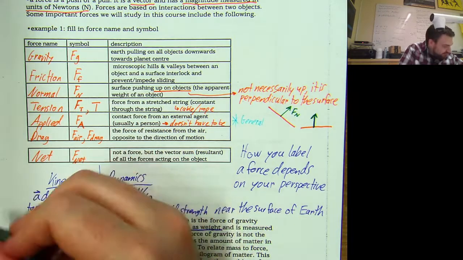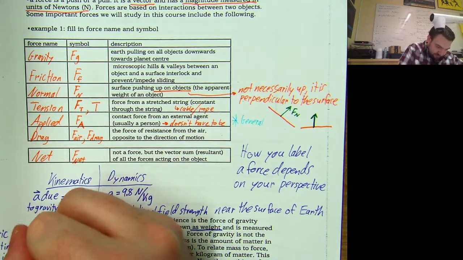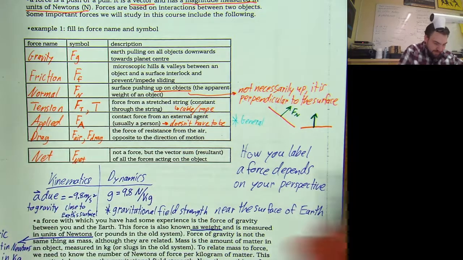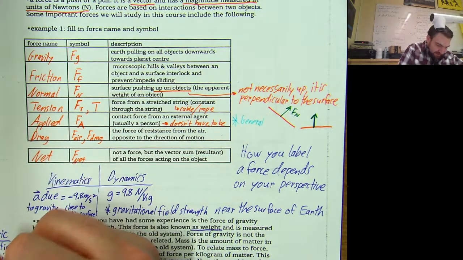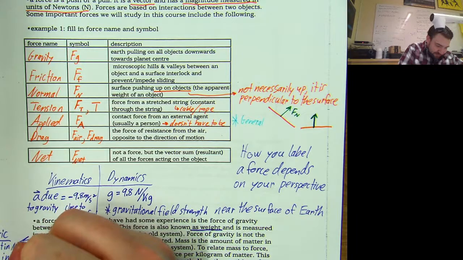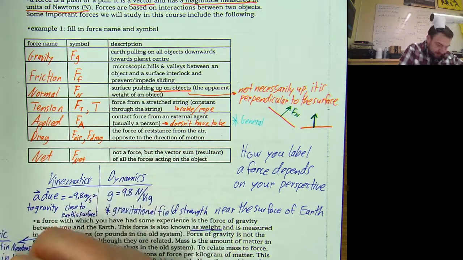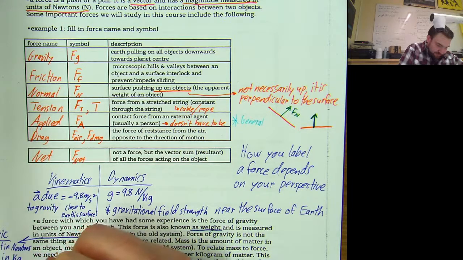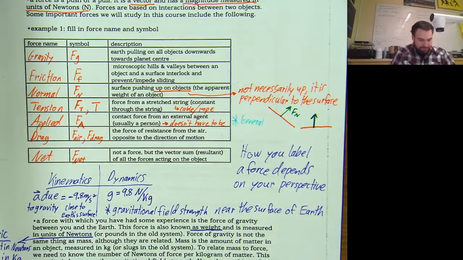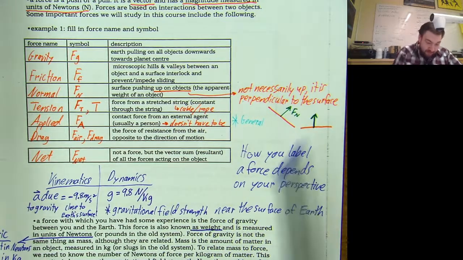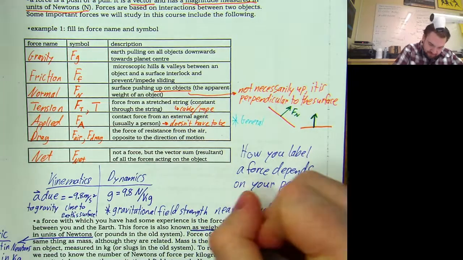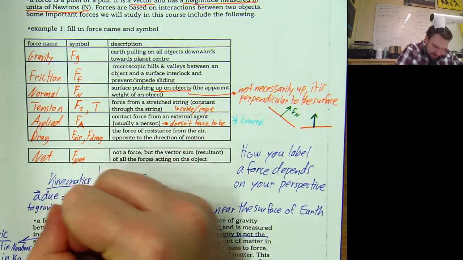Make a distinction here. In the old imperial units, which a lot of you probably know your weight in, the weight is in pounds. Okay, so there's a distinction between weight and mass. We'll get there. Right now, the force of gravity is not the same thing as mass, although they are related. Not the same thing as mass.